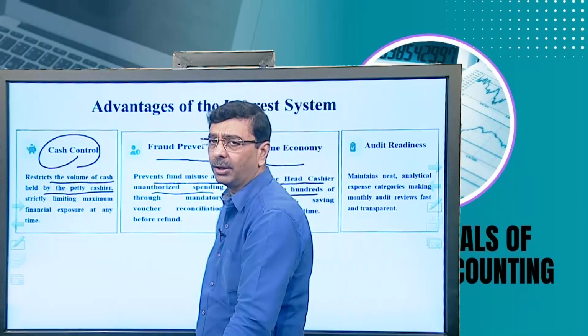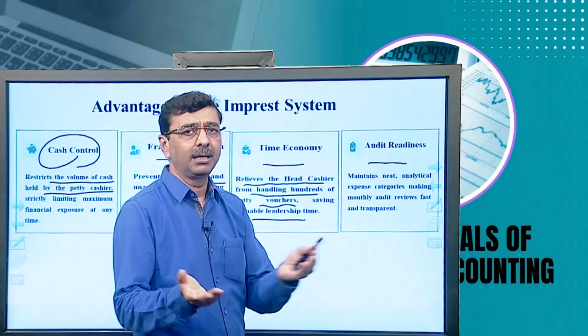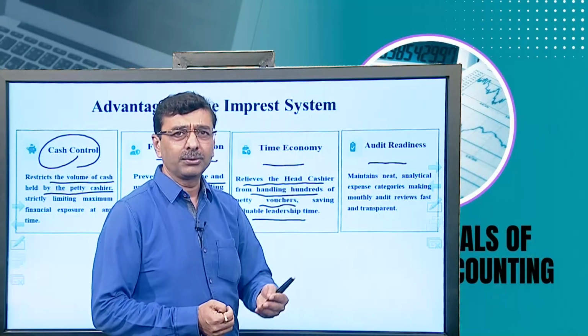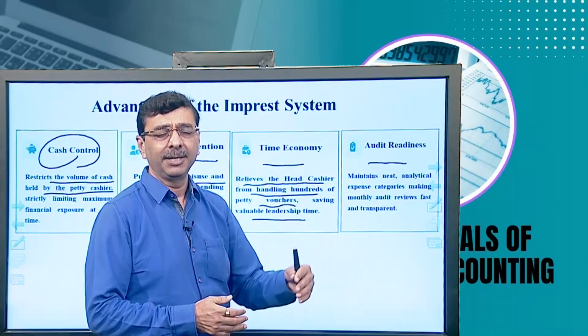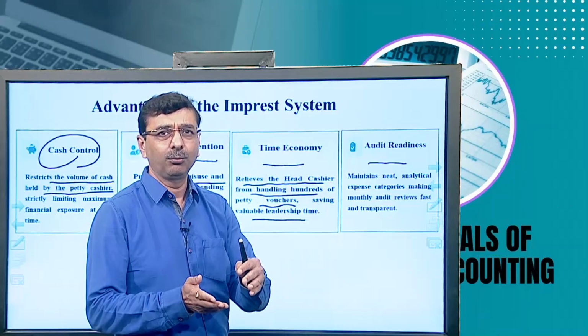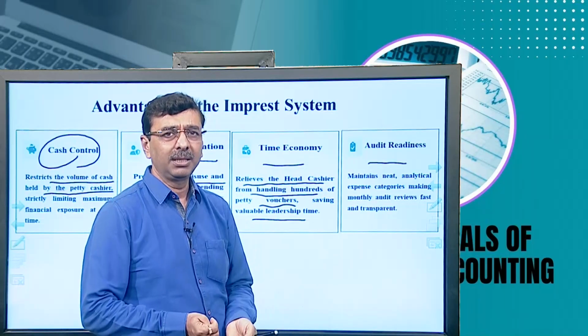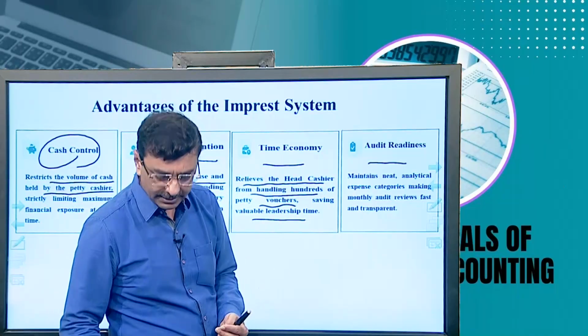One more is audit readiness. As you prepare the petty cash book, it can easily be audited through the vouchers, and you can match them, and the transactions can be verified easily through your petty cash books. Also how much cash on hand was actually there. So both accounts can be easily matched, and then it is very easy to audit all these transactions.